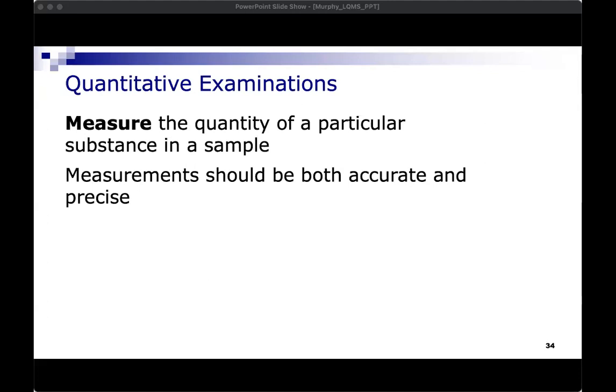So quantitative measurements are anything that has a numeric value as the endpoint. For example, this would be a lot of your chemistry tests, right? Like blood glucose, sodium, potassium, all of those things will use quantitative examinations.